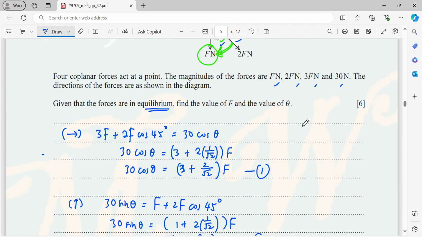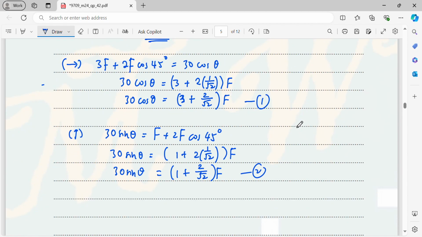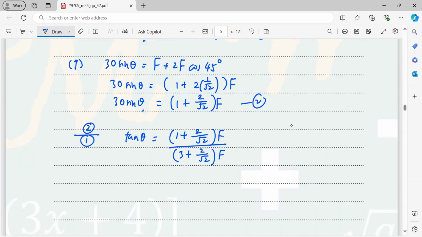Now the question says you need to find F and theta. So now I will just divide, because I know that sine theta over cos theta is tangent theta. So I will use the second equation over the first equation. Therefore, 30 sine theta over 30 cos theta is tangent theta. For the right side, (1 plus 2 over root 2)F divided by (3 plus 2 over root 2)F, so the F will be cancelled off.